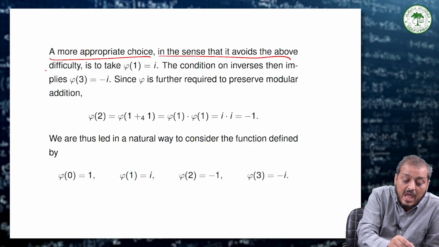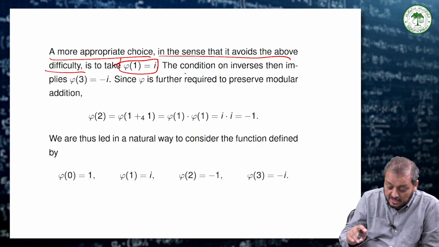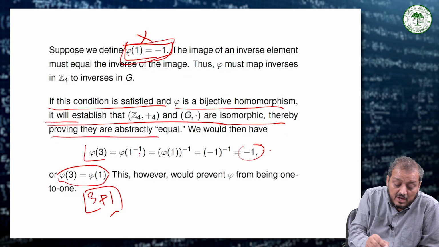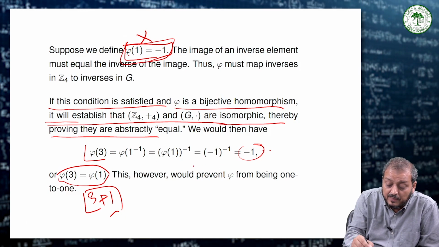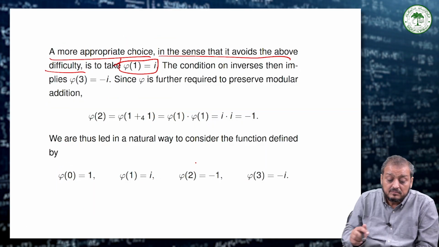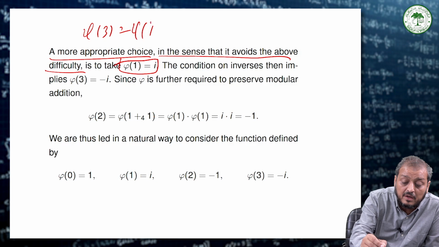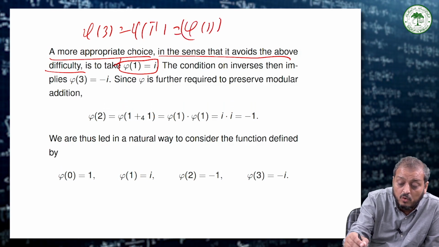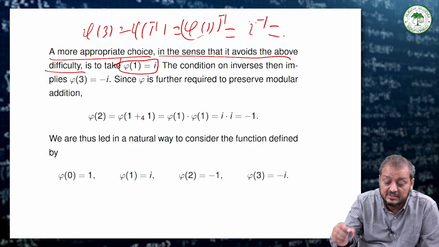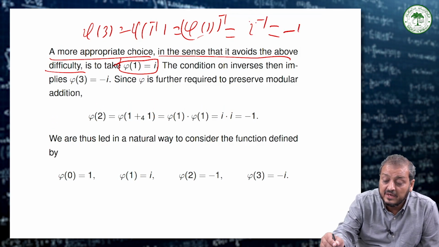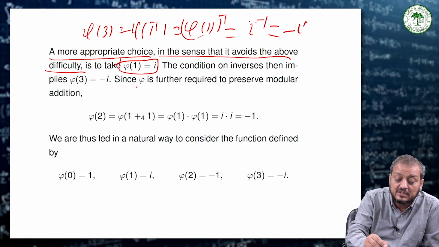So now we have to choose a more appropriate option that avoids this difficulty: phi of 1 is equal to i. With the inverse condition, if phi of 1 is i, then phi of 3 is the inverse of phi of 1, which is the inverse of i, and that is equal to -i. So phi of 1 is equal to i and phi of 3 is equal to -i.